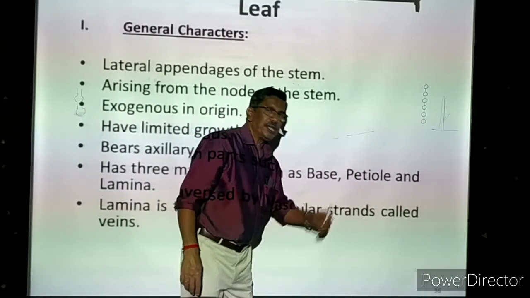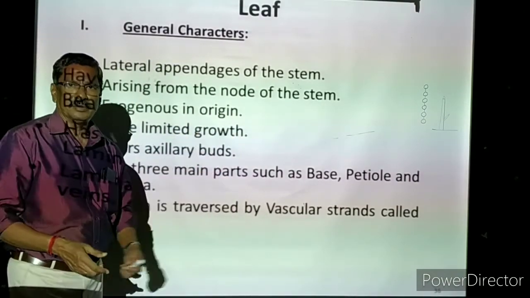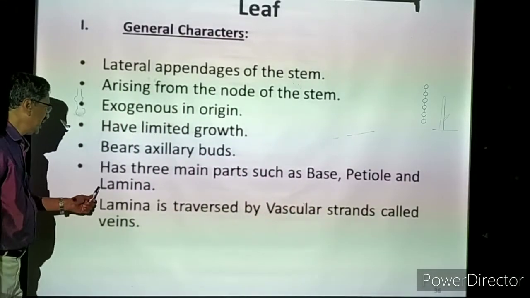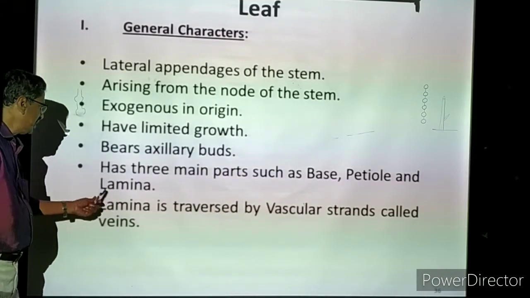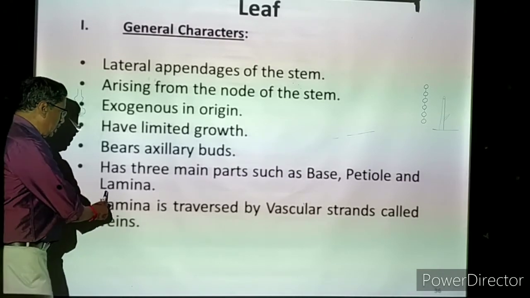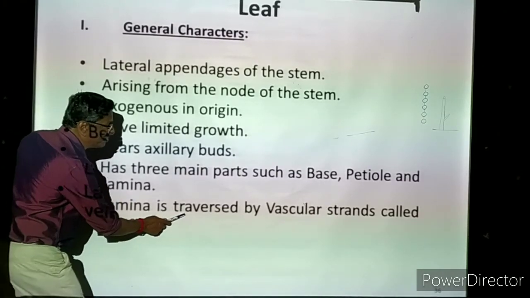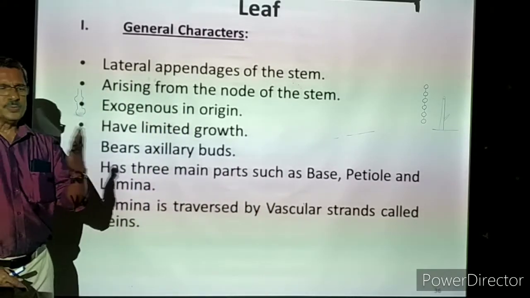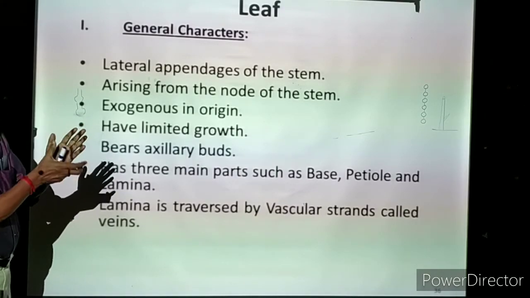Petiole. It is a stalk. The stalk may be shorter or it may be longer. So the stalk of the leaf is called a petiole, and the green flattened portion is called a lamina. The lamina is also called a leaf blade. The last point, the lamina is traversed by vascular strands called veins. If you observe the lamina, some lines will be there, one at the center, and a lot of branches, which are again branched.